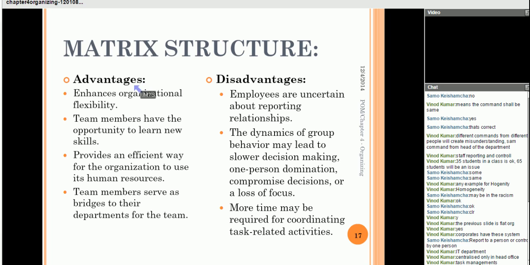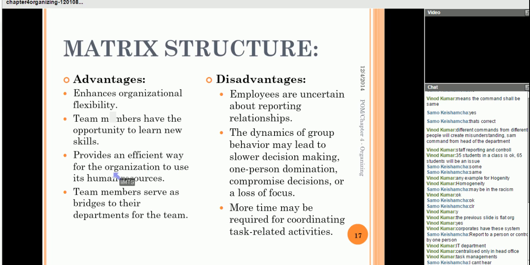The advantages are that it enhances the organizational flexibility. Team members have the opportunity to learn new skills. It provides an efficient way for the organization to use its human resources.